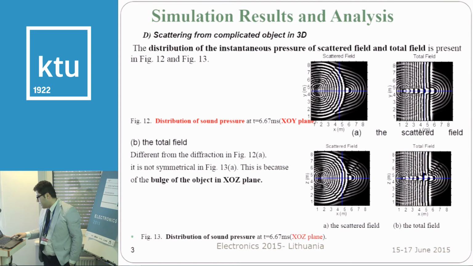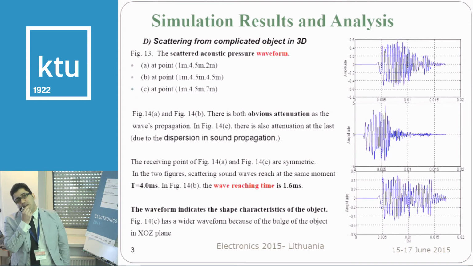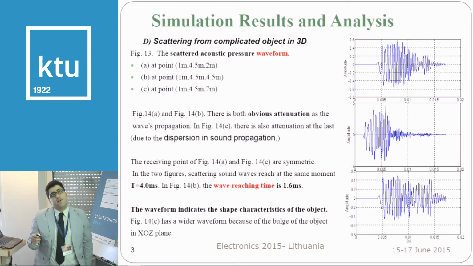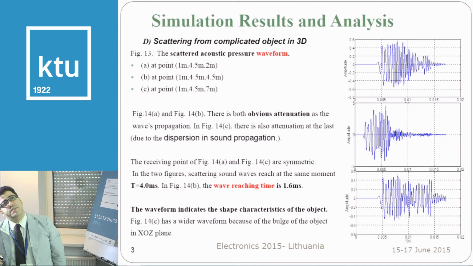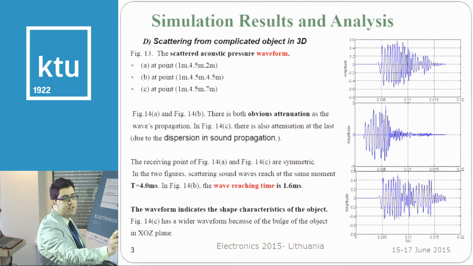And the last analysis that we have is based on the waveform. We can conclude that the waveform can show us the shape of the object. We can derive the shape of the object based on the waveform that we have. And also we can see that they are symmetric based on wave reaching time, which is about 4 milliseconds here and 4 milliseconds in this area. But in this analysis, the simulation result that we got is asymmetric. The starting reach time is about 1.6 milliseconds.